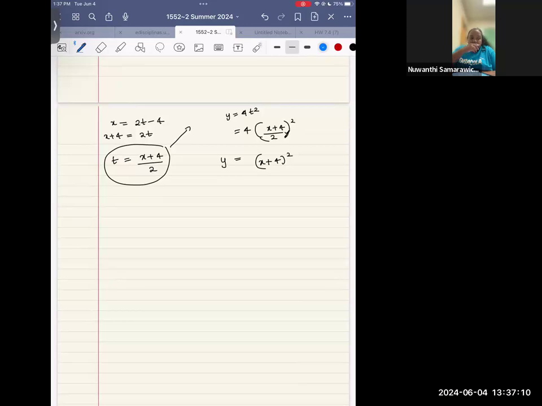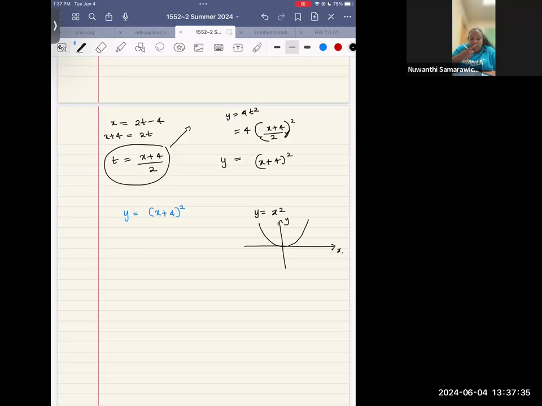So now you need to graph it. Okay, we can use, you know, y is equal to x squared, right? The graph of y is equal to x squared. That is, the basic graph of y is equal to x squared is a parabola.